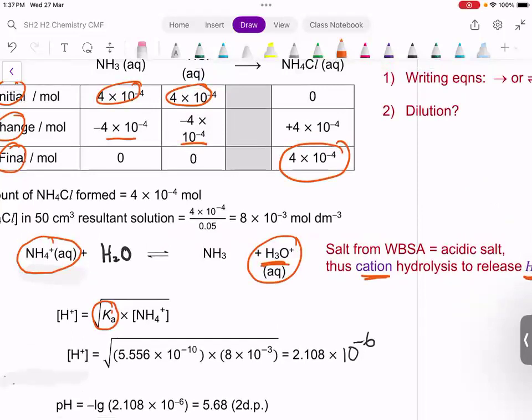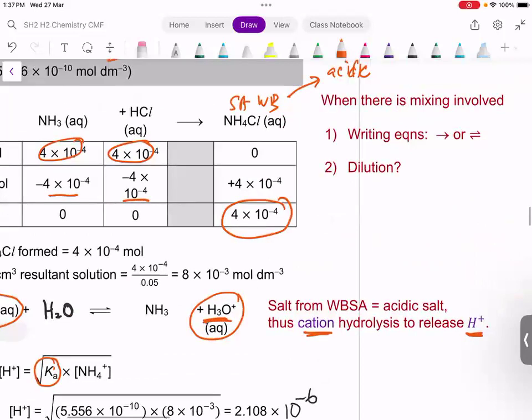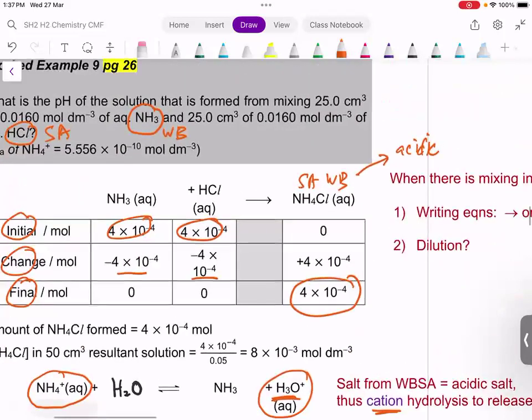Like I said, this example is more complicated. Notice that there is mixing involved. You are mixing two solutions together, and it's not just mixing, there is a reaction. When I write a reaction between a base and an acid, I use an irreversible arrow. I need you to pay attention to that. The way you write your equation affects how you calculate. A base and acid reaction is a complete reaction.